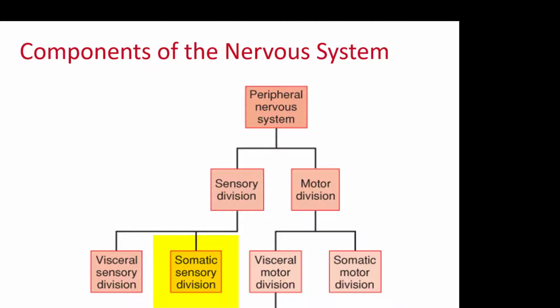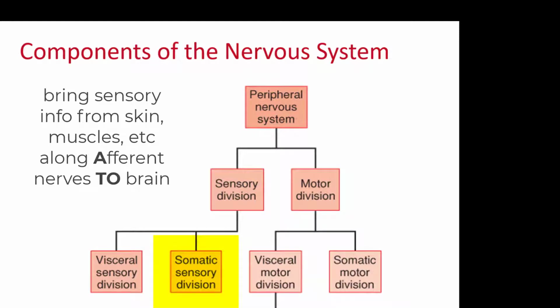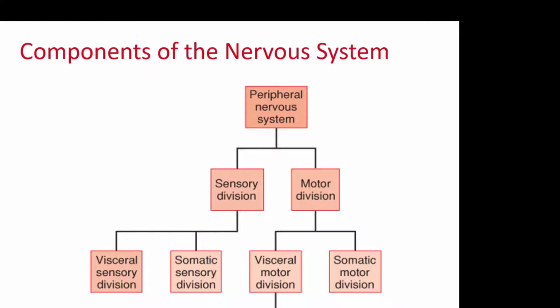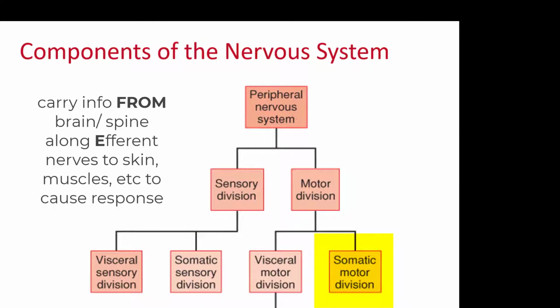The somatic sensory division would bring information from the skin, muscles, bones, structures like that, to the brain and spinal cord along the afferent nerves. The somatic motor division carries signals from the brain and spinal cord along efferent nerves to those same structures and cause some sort of response. And this is usually under voluntary control.